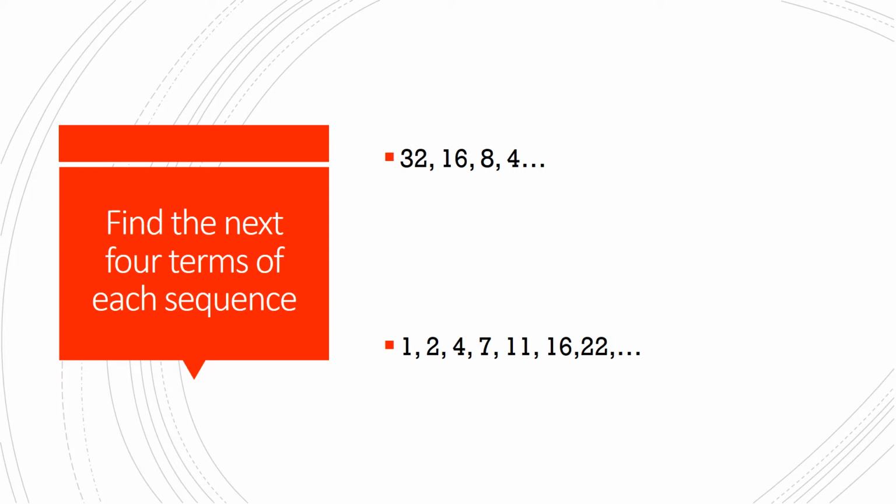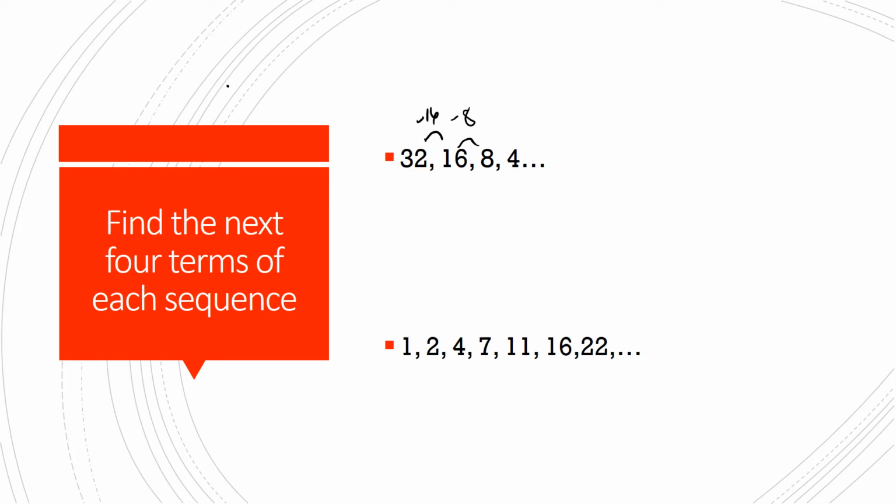And sometimes we have sequences that are based on things other than that, but sometimes we're even given an explicit formula. But here we've got a sequence, 32, 16, 8, and 4. And we're asked to find the next 4 terms of each sequence. So let's see, if I'm looking at a common difference, 16 minus 32 is negative 16. But 8 minus 16 is negative 8. So it doesn't appear to be just a straight arithmetic sequence.